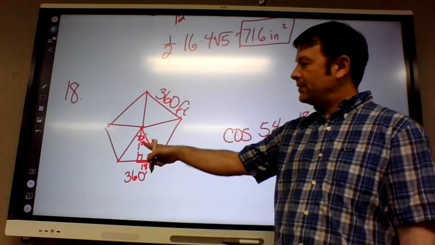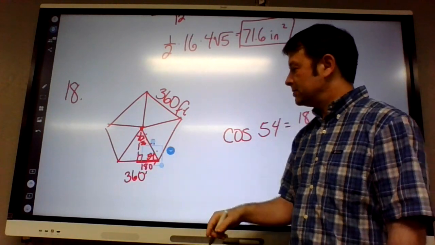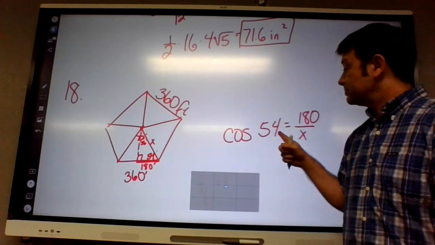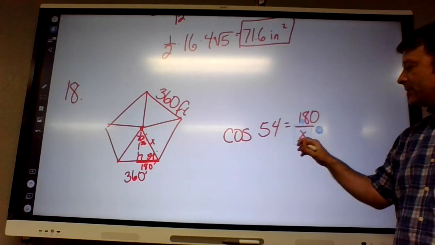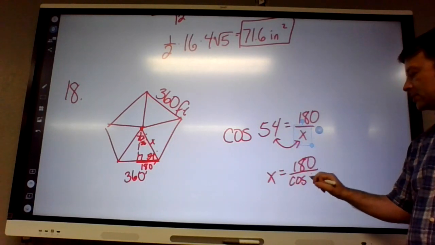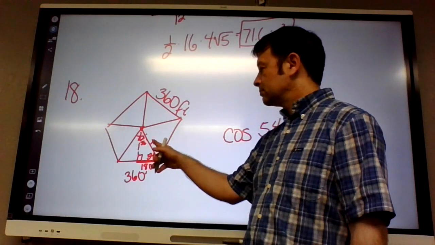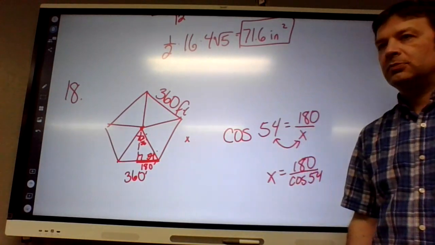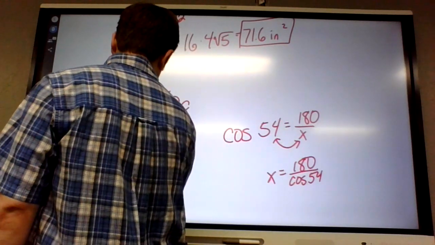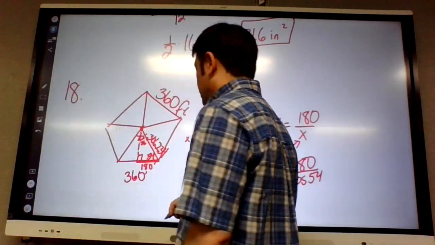I know, but how'd you get that? 72 divided by 2 is 36. This is a 90. Oh, 90 minus 36. Yeah. Okay, cosine 54 equals 180 over x, adjacent over hypotenuse. And what do we do if x is on the bottom? Switch those. So x equals 180 divided by cosine 54, which is 306.234.